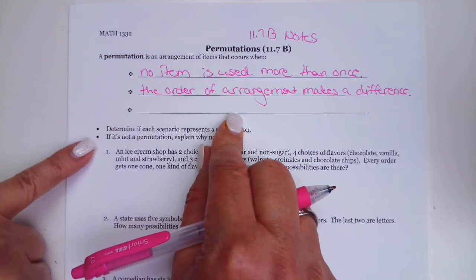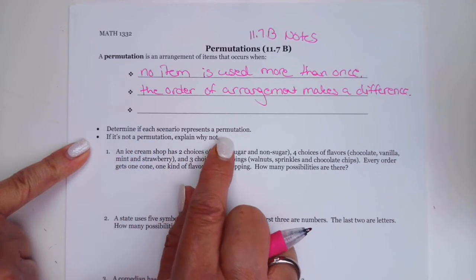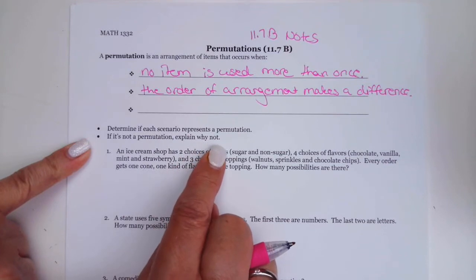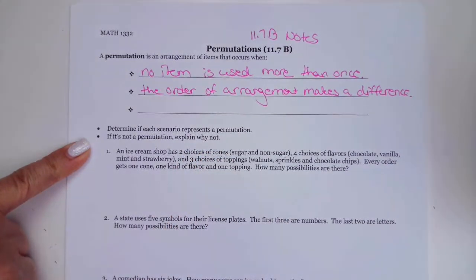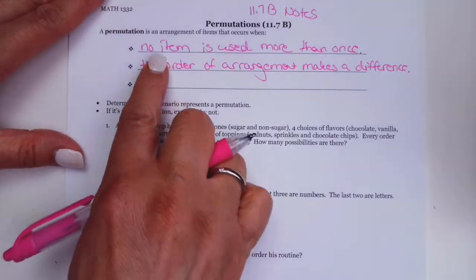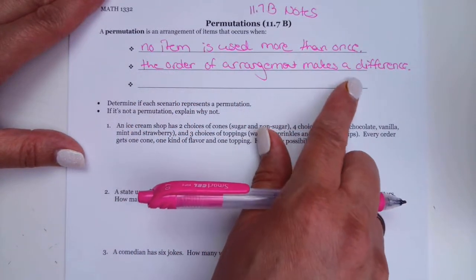Now, for the next ones, we're supposed to determine if each scenario presents a permutation, and if it is not a permutation, then we're going to explain why not. So again, we're looking at no item is used more than once, and the order of arrangement makes a difference.